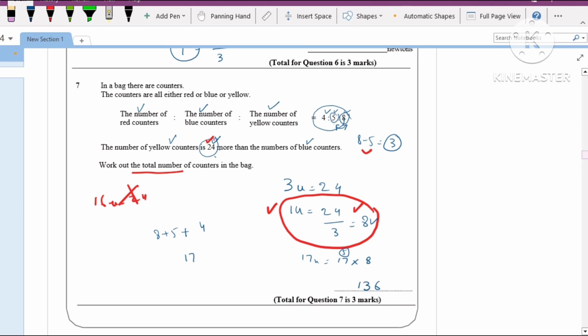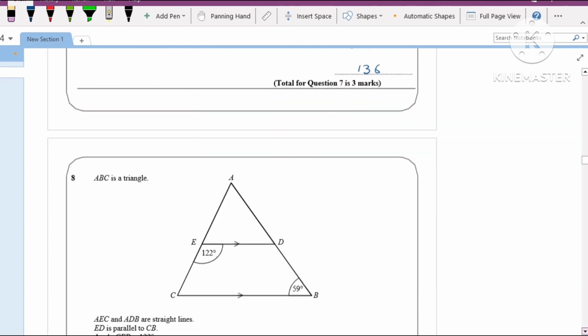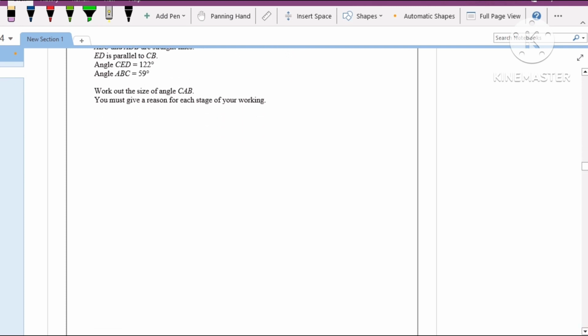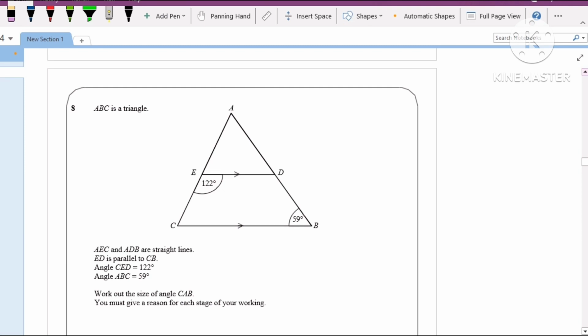We have to move to the next question now, question number 8. This question is about similar figures, parallel line properties and angle properties of the triangle. So look at the question. AEC and ADB are straight lines. ED is parallel to CB. This is 122, this is 59, and you have to find the angle CAB. So this is the angle which we have to find.